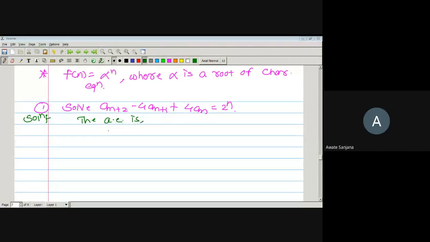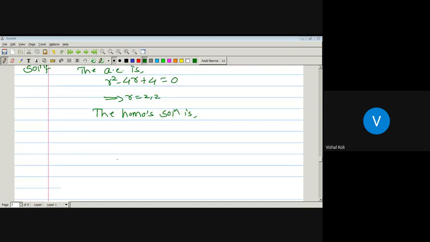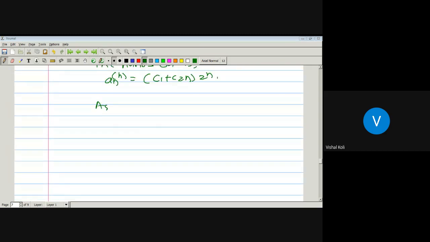C1 plus C2 n, 2 raised to n. As f of n is equal to 2 raised to n in the given recurrence relation, in that case here 2 is a root with multiplicity 2.